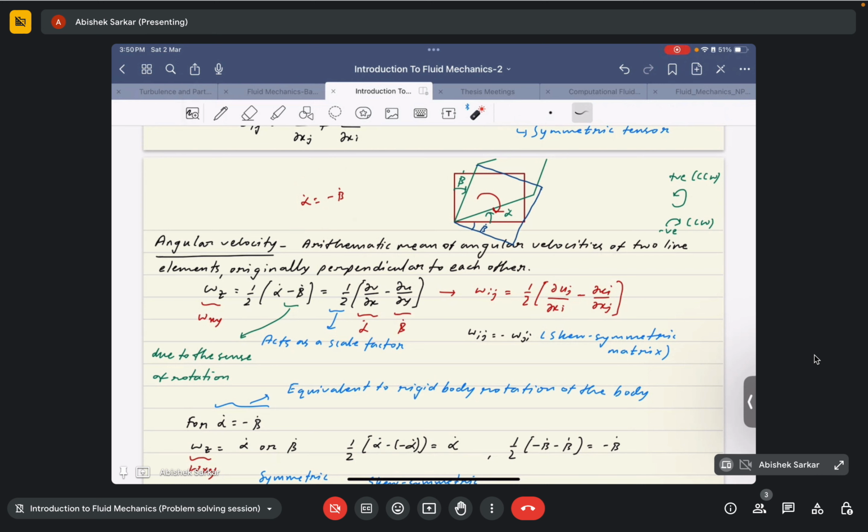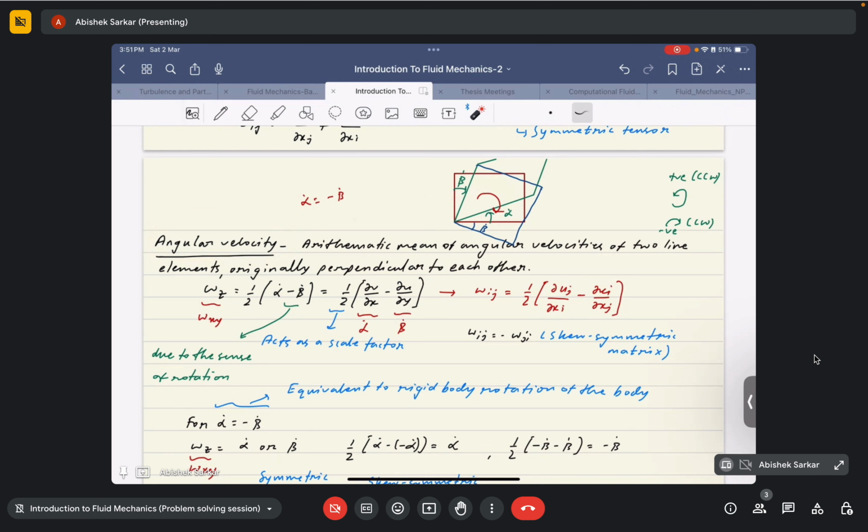Similarly, if beta dot is equal to minus alpha dot, it will rotate in the counterclockwise direction. Then you can say that this case of the fluid element having explicit rotation is a special case of the definition that is given to the angular velocity for a fluid element. I hope it was clear. Even though there is no proper, explicit rotation on the fluid element, yet the angular velocity is defined for a fluid element.